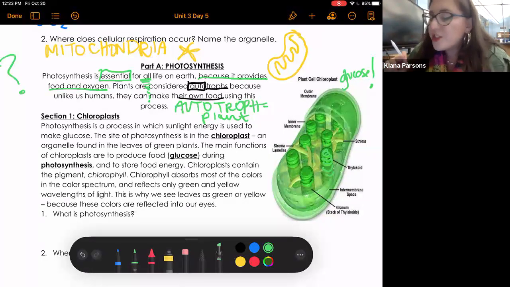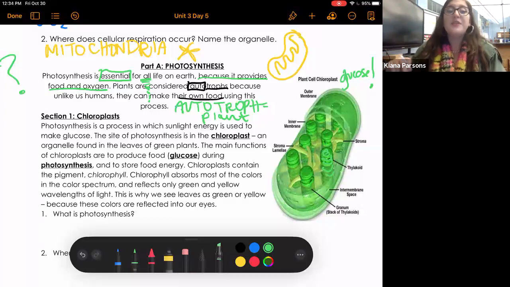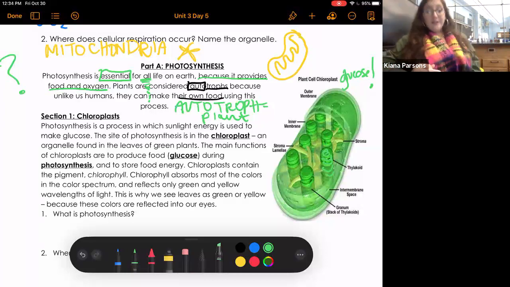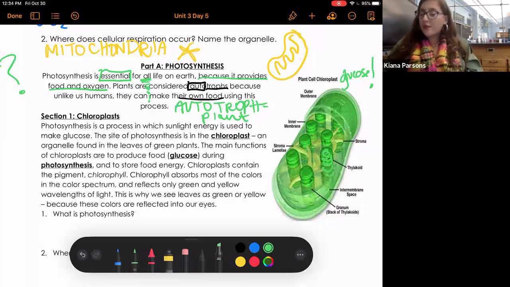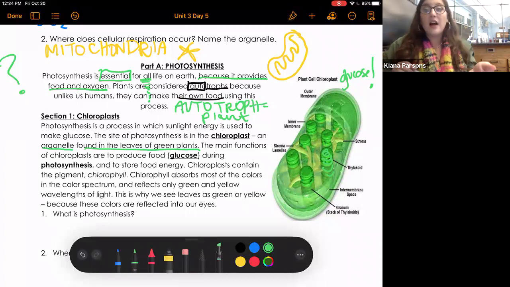Photosynthesis is a process in which sunlight energy is used to make glucose. The site of photosynthesis is in the chloroplast, an organelle found in the leaves of green plants. So a note here, when we look at plant cells in the lab, sometimes we'll observe a plant cell, like in an onion, where there's no chloroplast present.